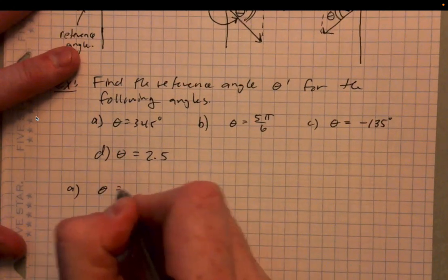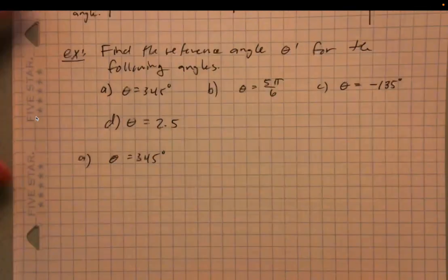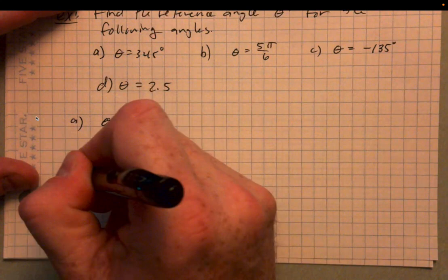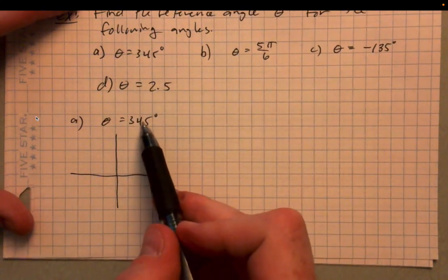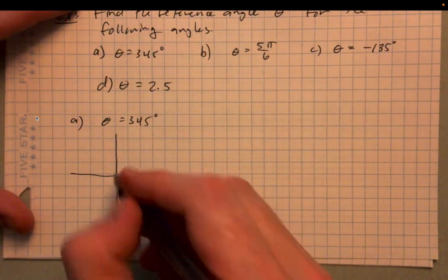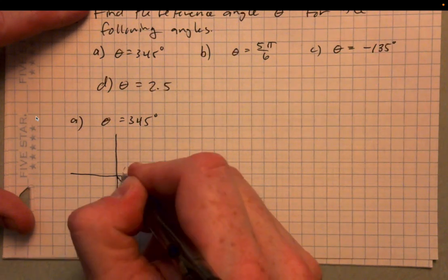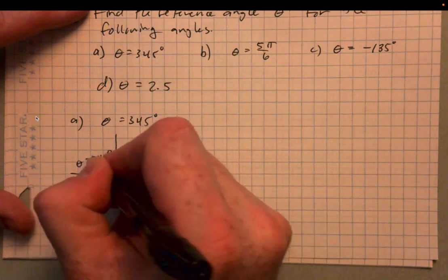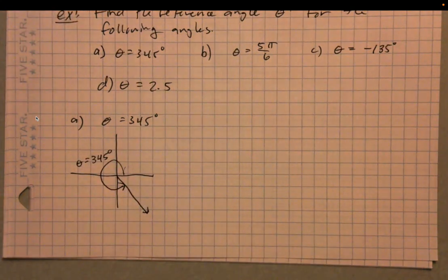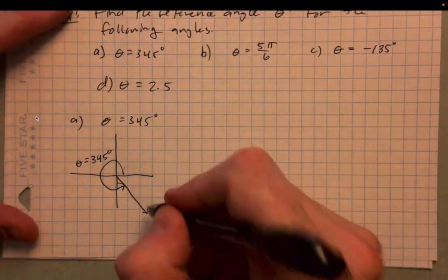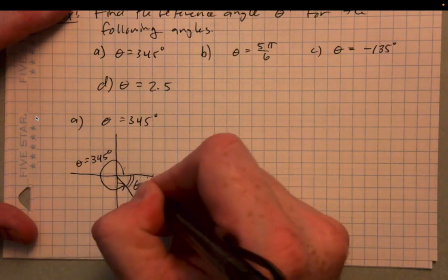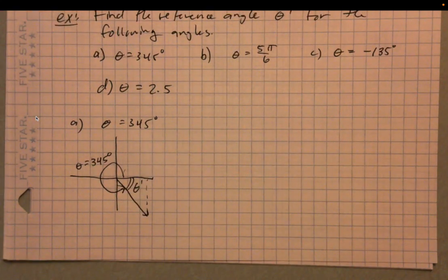Okay, let's start with A, theta equals 345 degrees. We don't need to know exactly what this angle looks like, but we know it's between 270 and 360, so it's somewhere down here. That's the angle 345 degrees. We can easily see what the reference angle needs to be. We drop that perpendicular to the x-axis, and this is our theta prime. How can we figure out what that is?